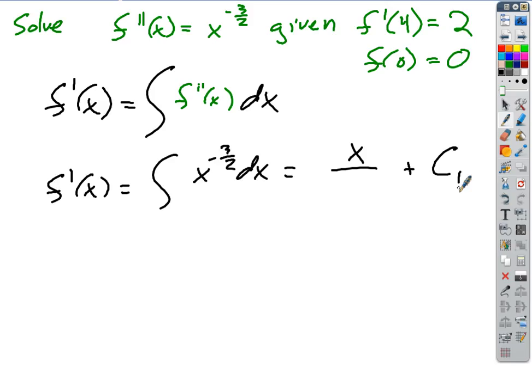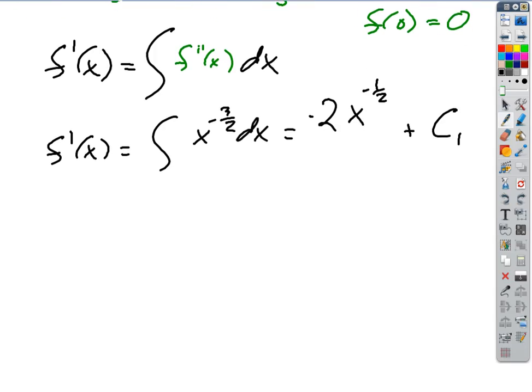Negative 1/2. Good, because remember, our power for integration or anti-differentiation, we're adding 1 to the exponent instead of subtracting 1, right? So I get x to the minus 1/2 over negative 1/2, right? But we really don't want to divide by a fraction, do we? Instead, what would we do? Over n plus 1. Right? Instead of dividing by negative 1/2, which is n plus 1, negative 3/2 plus 1, I'm going to multiply by the reciprocal, so by negative 2, right?